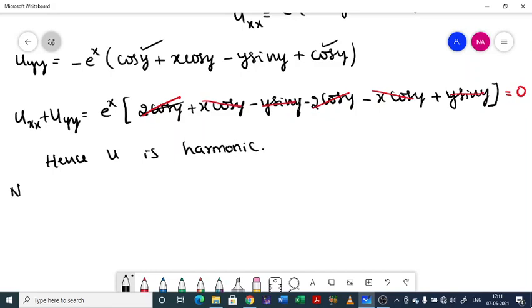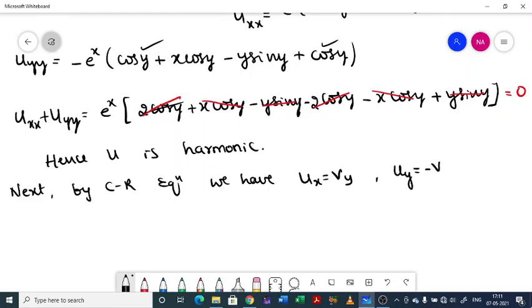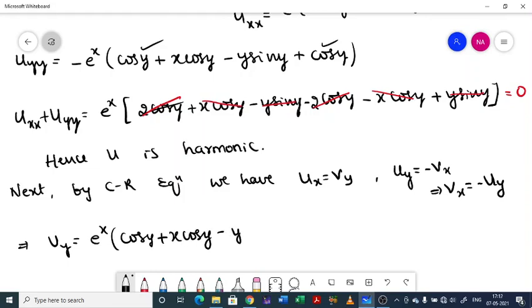Next, by CR equations we have ux equal to vy and uy equal to minus vx. So this we can better write as vx equal to minus uy. So now vy equal to ux. What is ux? ux we have e power x times cos y plus x cos y minus y sin y.